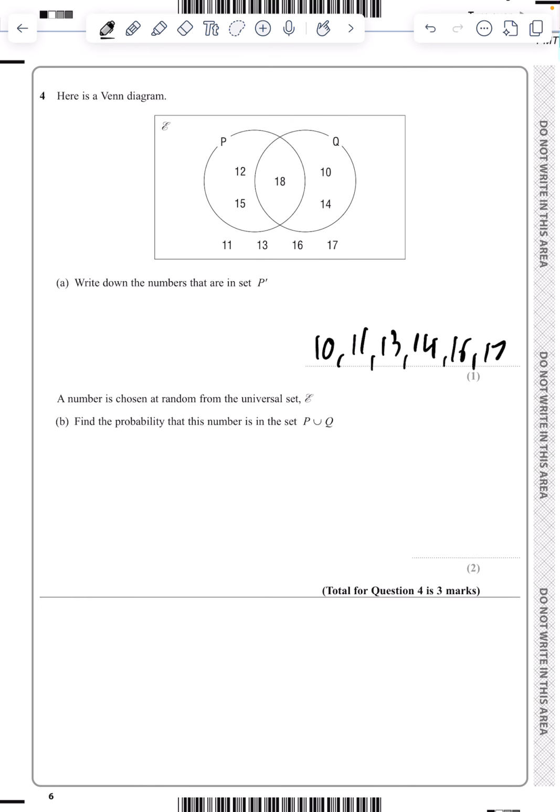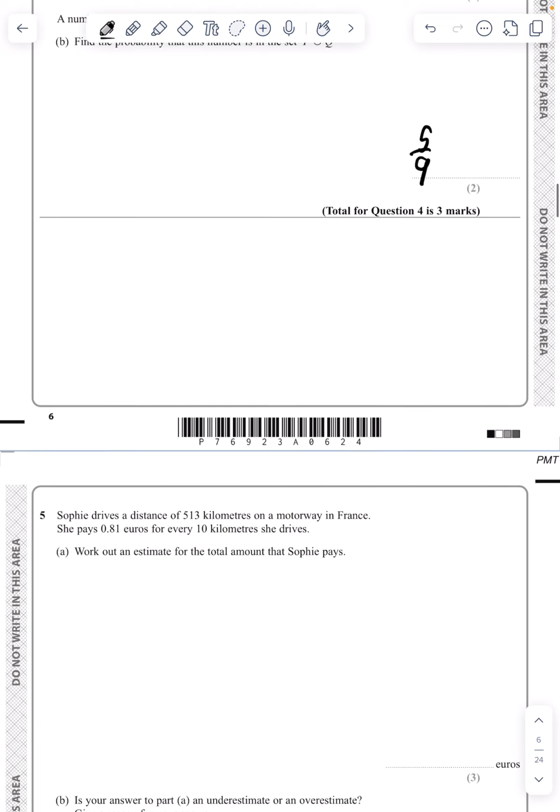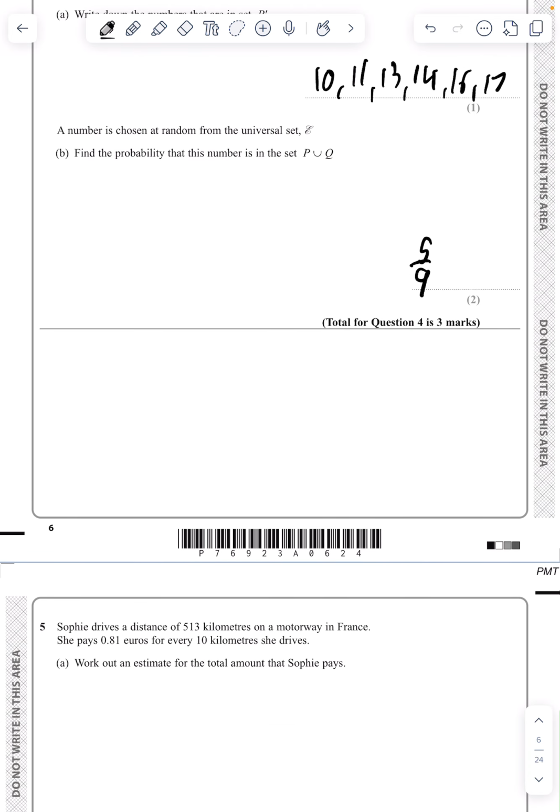Probability that it's in the set P or Q. So that is just anything that's in either of them. So out of a total of 9, there's 5 9ths. So that's the answer for that. Try to decide if you need any working marks.